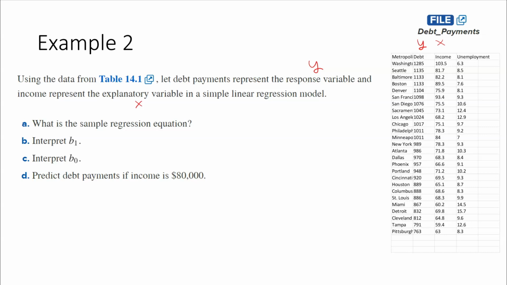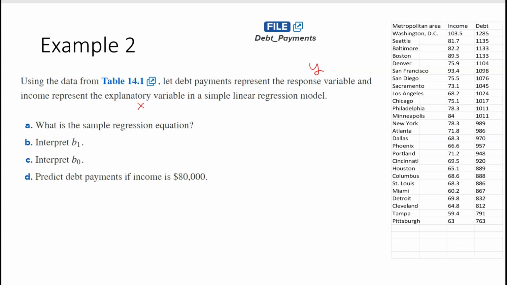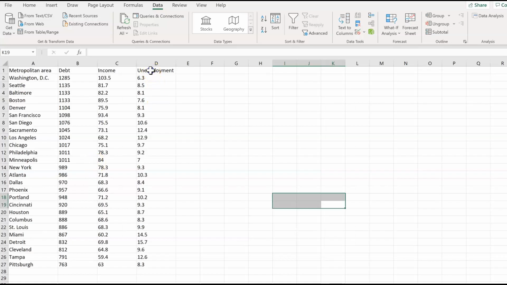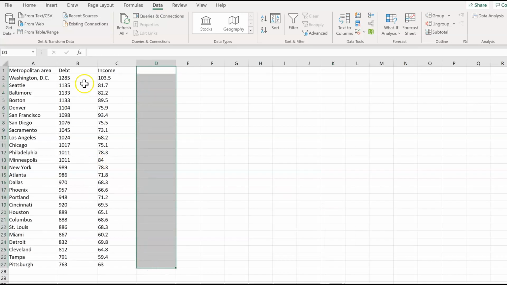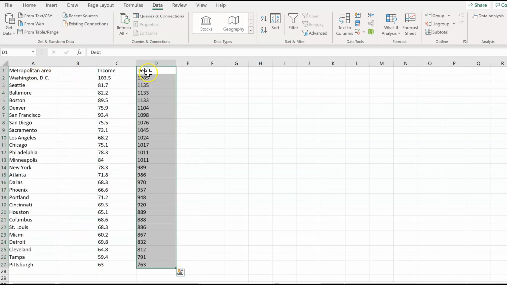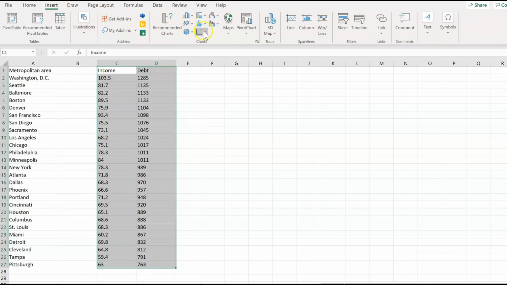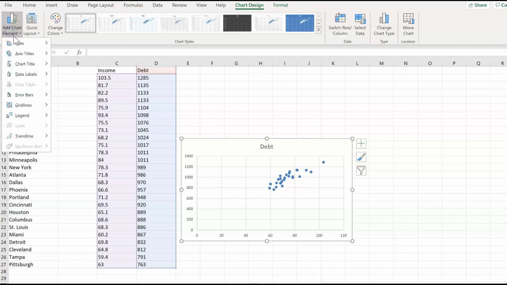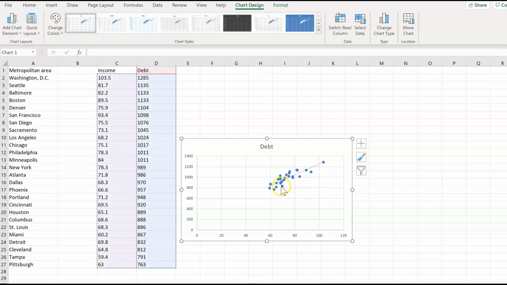So what is the sample regression equation? All right, so we're going to go into Excel here to do this. We're dealing with debt and income, and I'm actually going to get rid of unemployment because I don't want to confuse myself. Debt was actually the Y, so I'm just going to move it this way. First I'm going to make sure that I can have a linear trend line here. I went to Insert, Scatter Plot, and then I'm going to add a chart element and a trend line, and I can see here that yes, this is linear.